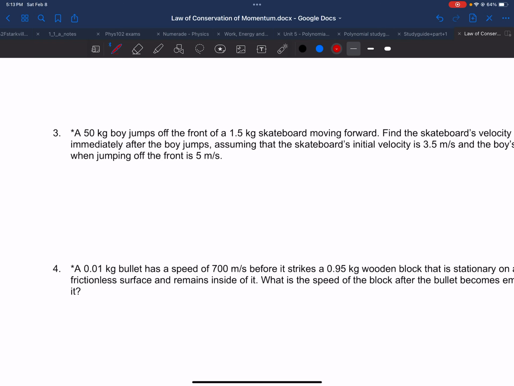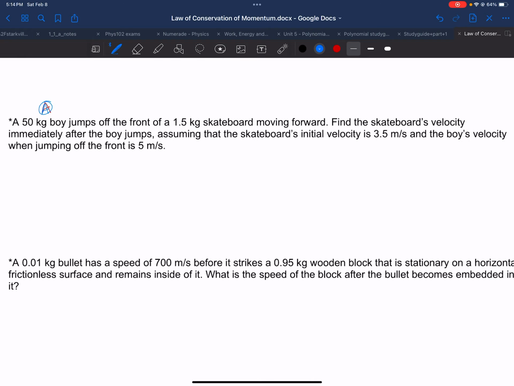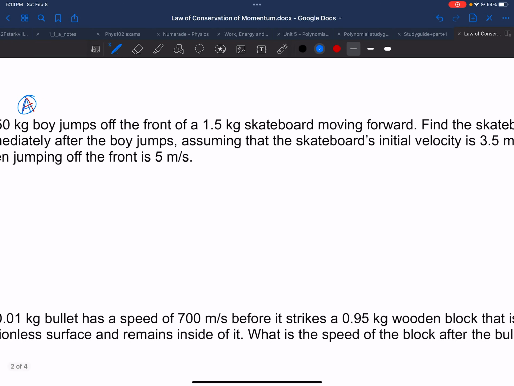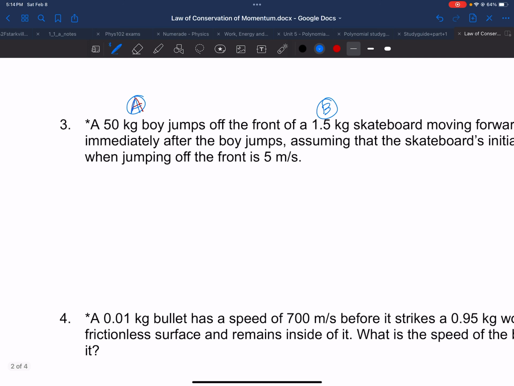Number 3 is going to be a situation where we have an explosion. So this is a little bit different. We have a 50 kilogram boy. That would be object A. And he jumps off the front of a 1.5 kilogram skateboard. So that will be object B. And he's moving forward. Okay. The boy jumps off the front of a skateboard. So initially, he's on the skateboard, right?